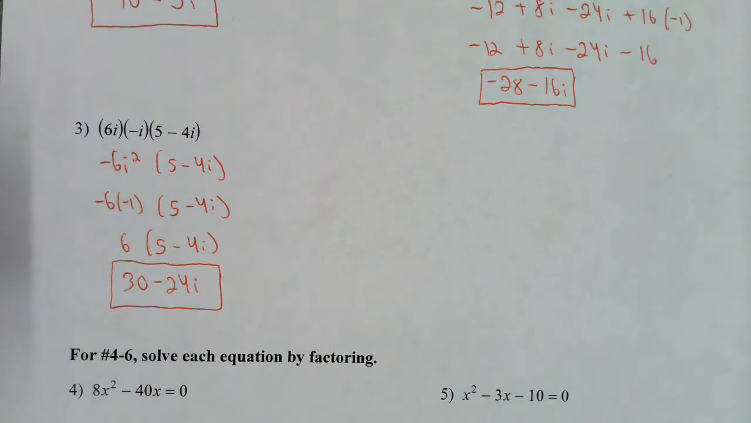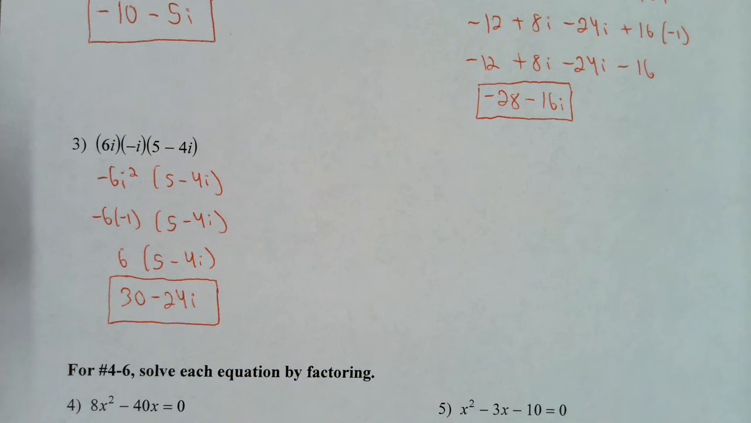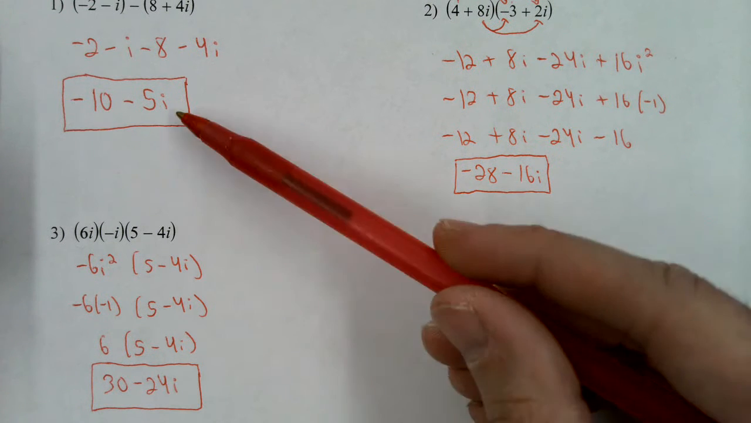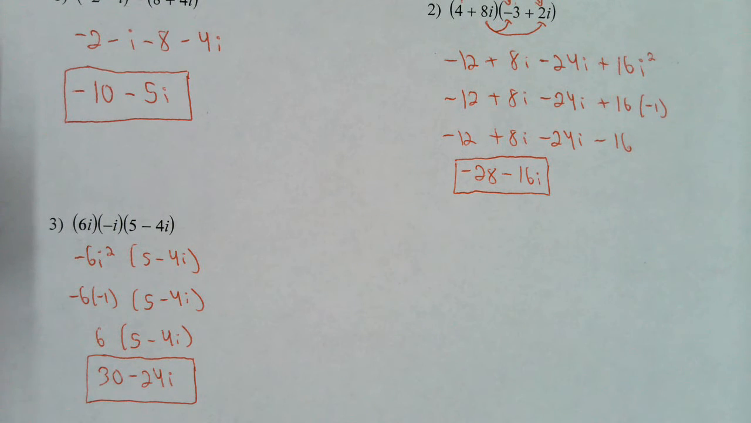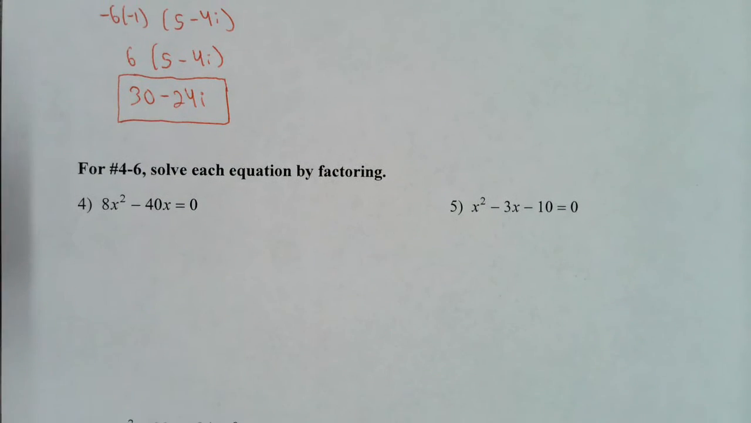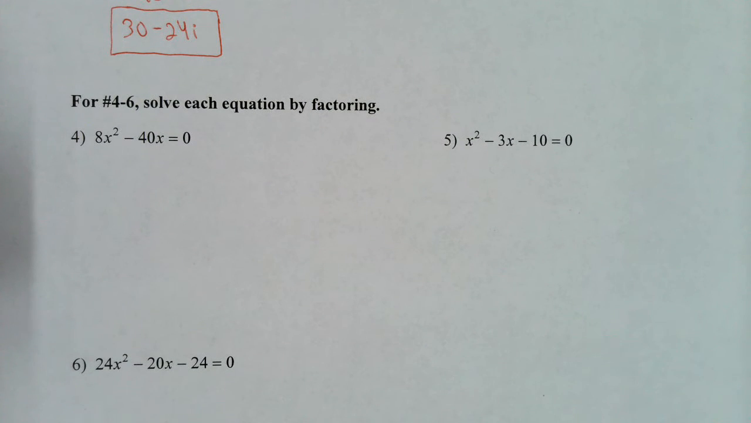Okay, so that's a complex number. It's in the right form, a plus bi. These are all complex numbers, 1, 2, and 3. They're all in the form a plus bi. Okay, 4, 5, and 6 are going to be solved by factoring.